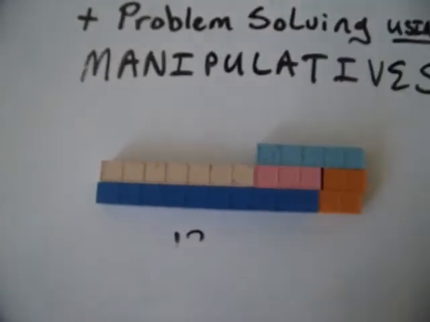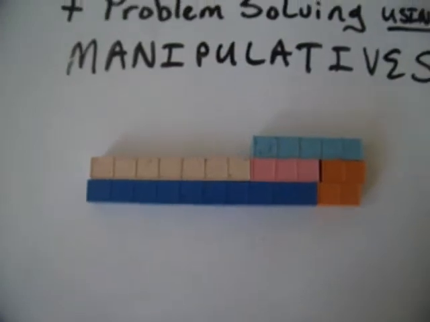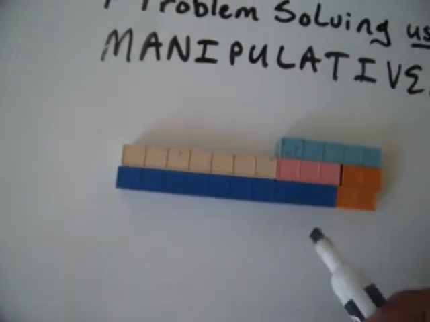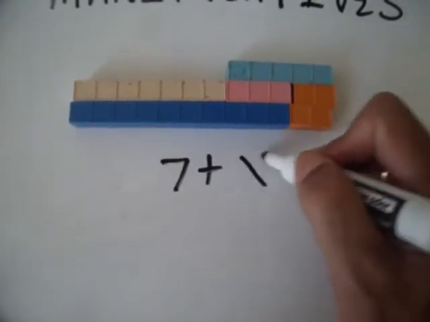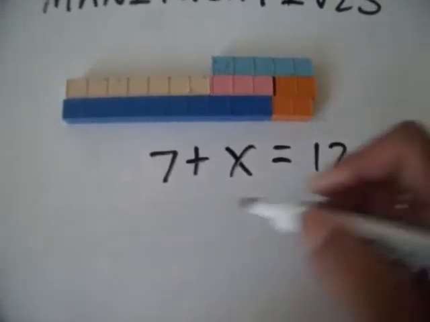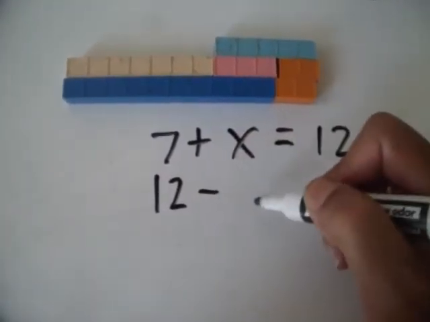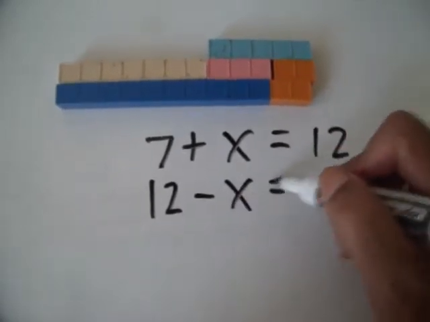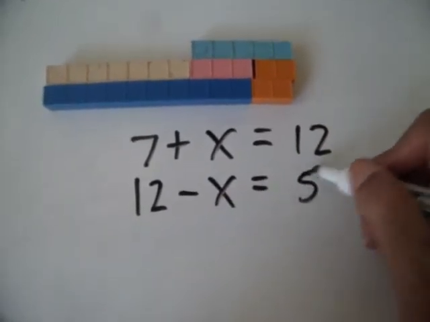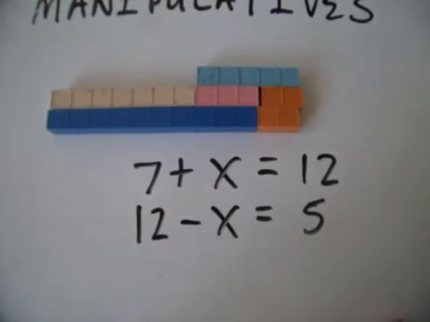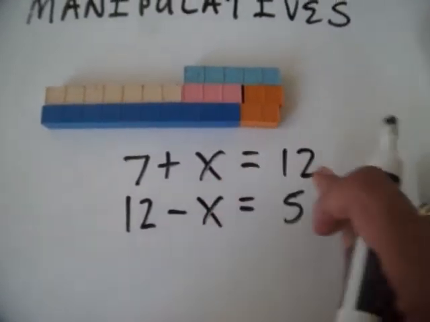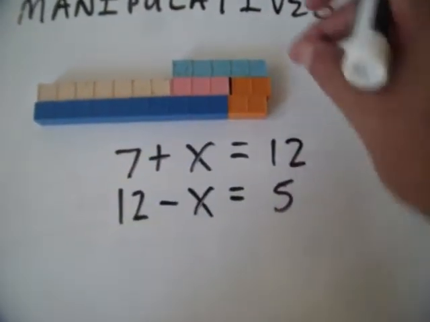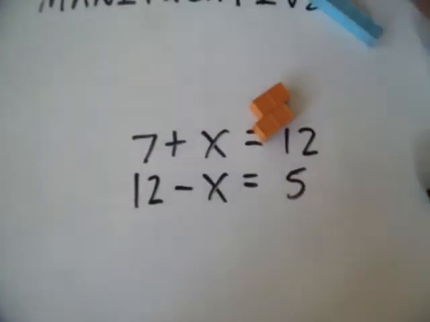same exact blocks, and they'll get it, and they'll understand that, look, I want 7 plus something is the same thing as 12. Or I could say 12 minus something is the same thing as 5. How do we figure this out? Well, the first one's really easy. 7 and some more. So I take the 7 from both sides, and I can set this up as equal.